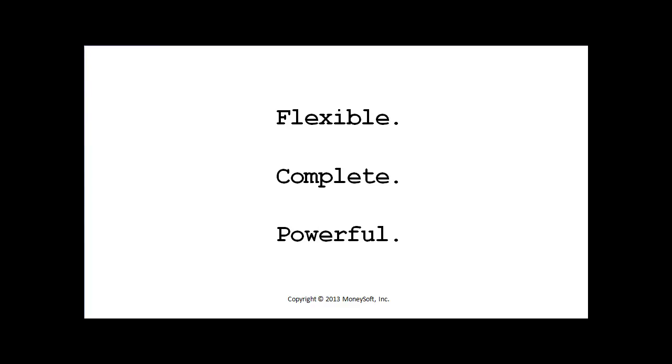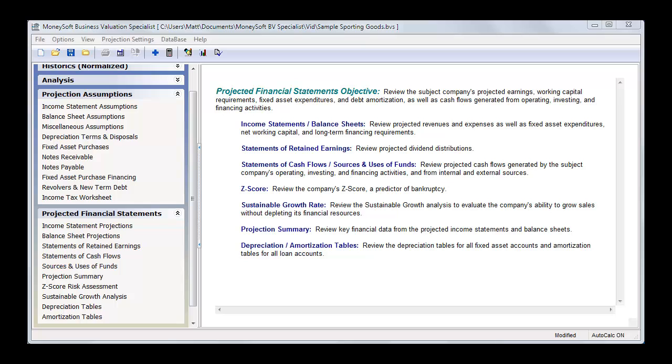When it comes to preparing projections, flexibility is as important as completeness and calculation power. And that sets the stage for this tour of the projection engine that's included in MoneySoft Business Valuation Specialist. You can use BVS to prepare a comprehensive set of fully linked line item projections of the income statements, balance sheets, statements of cash flows, statements of retained earnings, and sources and uses of funds for up to 10 years. Projections for the first 2 years can be prepared on a monthly basis.